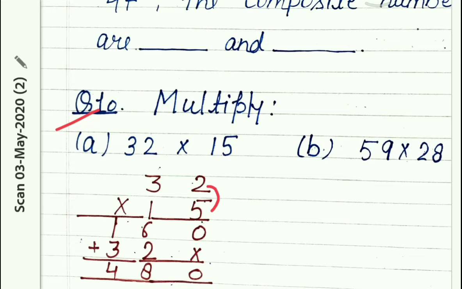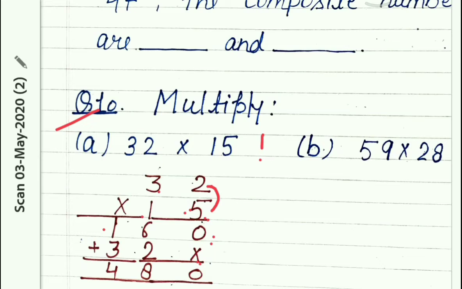First we multiply by the ones digit. 5 twos are 10, carry 1. 5 threes are 15, plus 1 is 16, as it is. Next, the tens digit multiplication starts. Here it is the tens place but the previous row is in the ones place, so we put a cross.